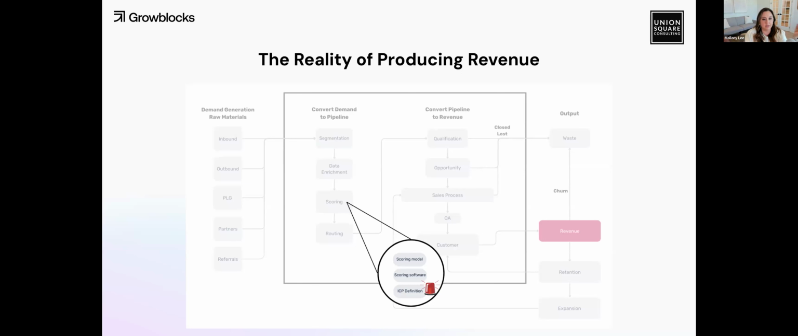If that ICP definition is off, you're not putting qualified demand into the system and you're going to hit slowdowns at the end, or you're going to hit a lot of churn after you get those customers on board. So everybody's is going to look a little different, but the idea we're trying to get across here is that we know it's actually a very complex process. And there are so many breaking points here as well, right?